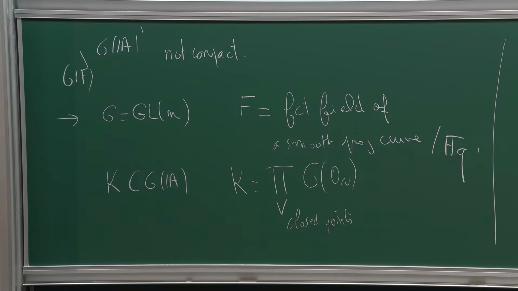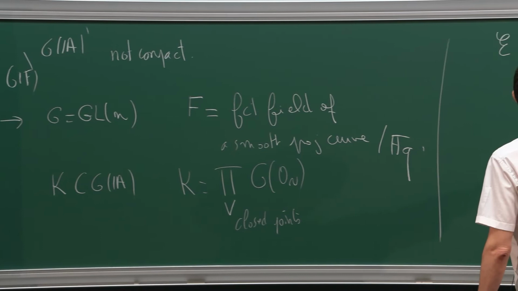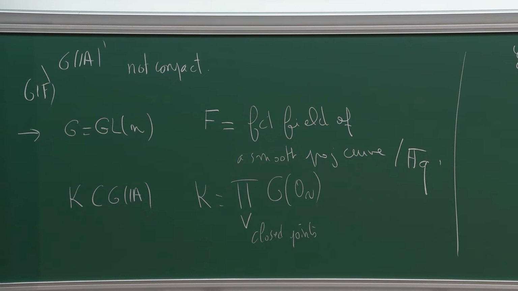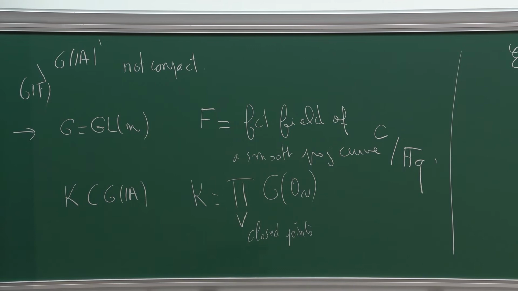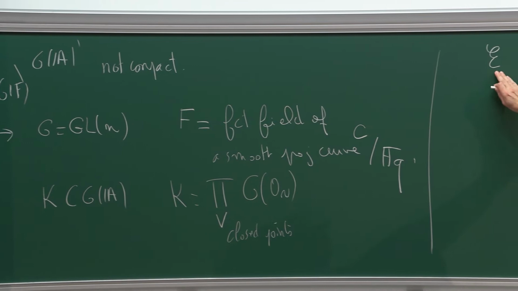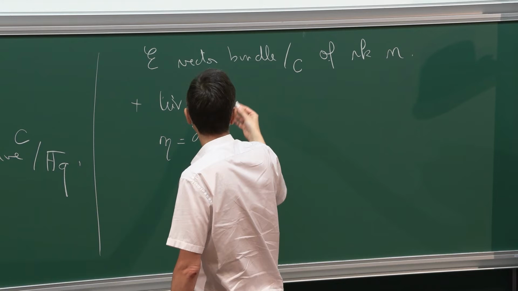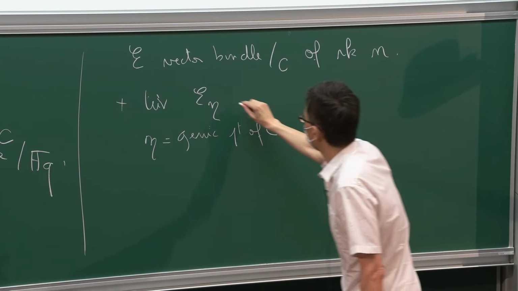And in fact, the quotient of J mod K has an interpretation in terms of vector bundles. So let me consider E, a vector bundle on C, the curve, of rank n. This is the same n as here. I look at a vector bundle plus a trivialization of the vector bundle at the generic point of C, so we identify the generic fiber with F to the n.